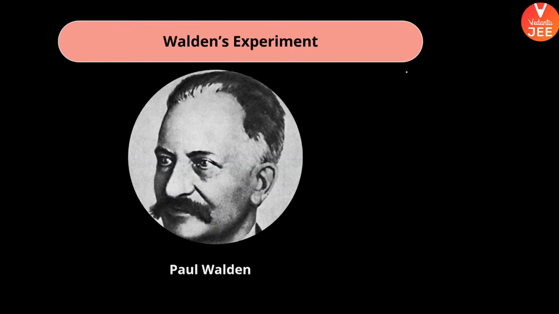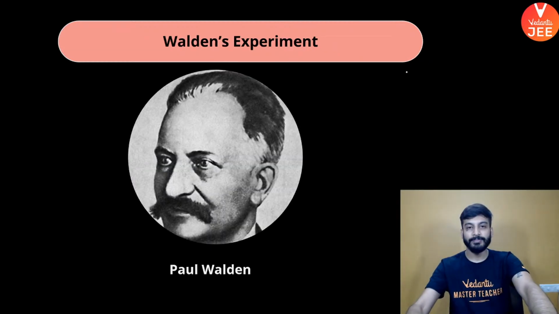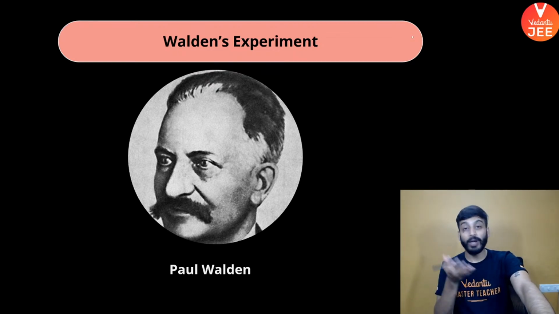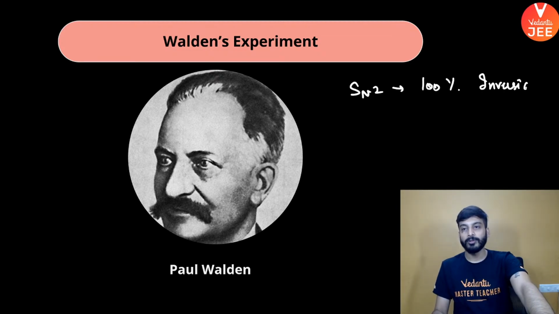So now comes the moment, Walden inversion. Beta, Walden is the guy, and his name is Paul Walden. He did the experiment called Walden's experiment. He proved that in SN2 you have 100% inversion. That the product will always have 100% inversion in it.